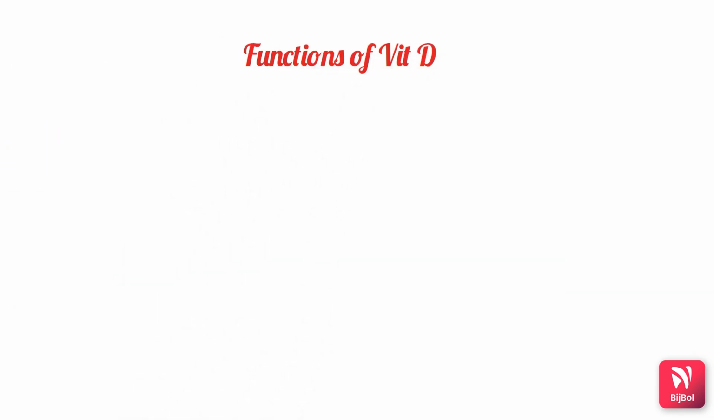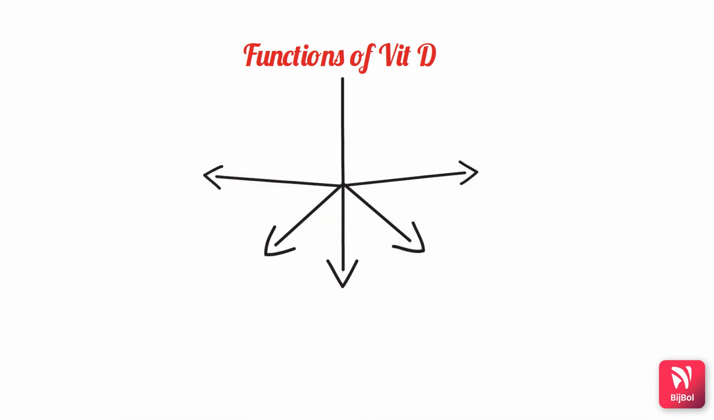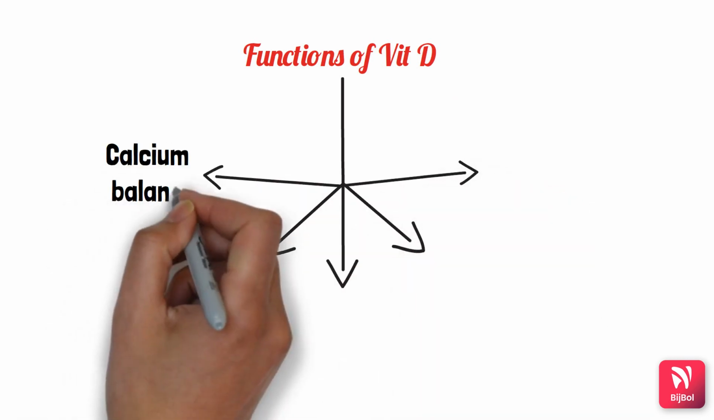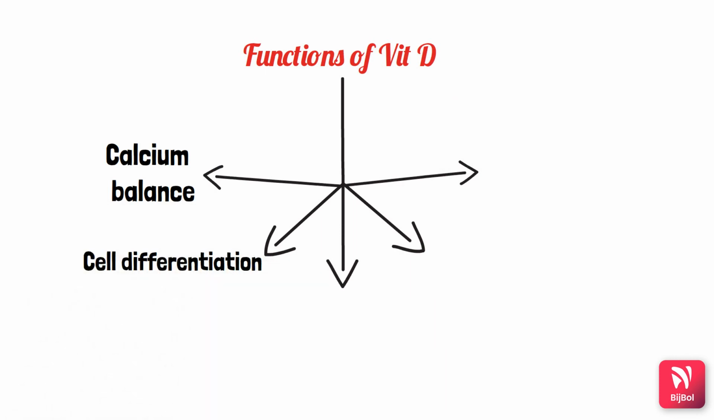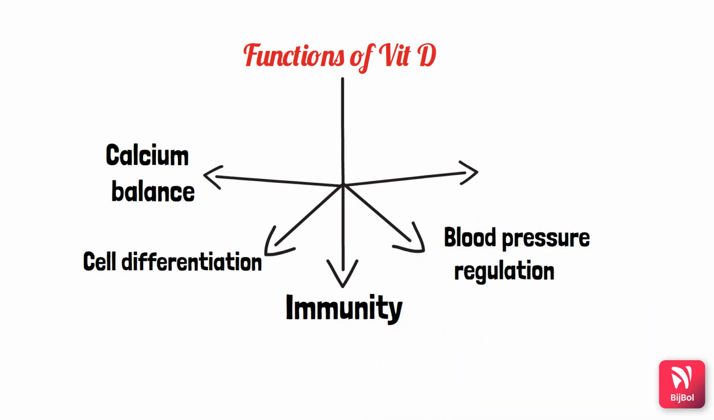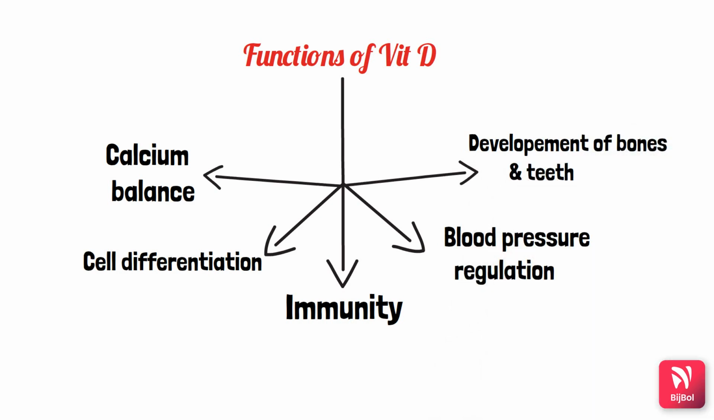Now that we have discussed everything about vitamin D in detail, finally let us discuss the functions of vitamin D. Coming to the first function, vitamin D helps in calcium balance. It also helps in cell differentiation. Vitamin D is also useful in immunity. It also regulates blood pressure. Vitamin D is also useful in the development of bones and also the teeth.